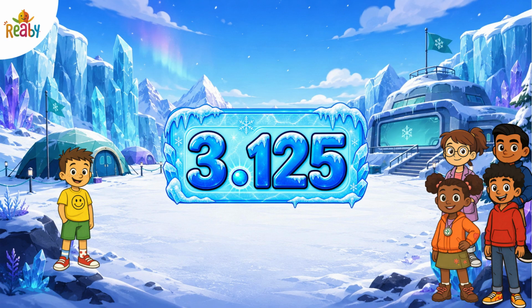Look at this number, 3.125. The 3 is the whole number part. That means 3 wholes. The decimal point tells us that smaller parts are coming next. The digits after the decimal point show parts less than one whole: 0.125. So in 3.125 we have 3 wholes and 125 thousandths. Together that makes 3 and 125 thousandths.